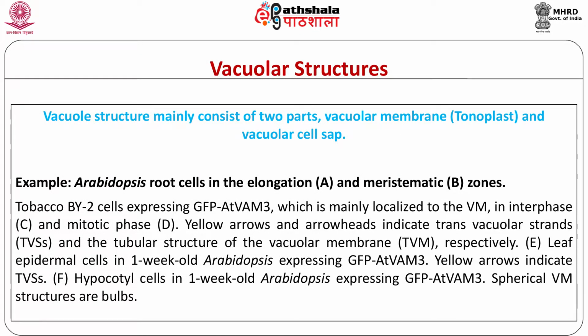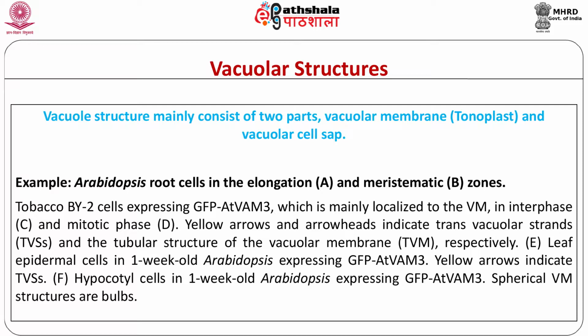Vacuolar structure. Vacuole structures mainly consist of two parts: the vacuolar membrane, that is the tonoplast, and the vacuolar cell sap. Now, here is an example of the cell's vacuolar structure, in Arabidopsis root cells in the elongation and meristematic zones. We are going to study the structure of vacuoles in Arabidopsis.